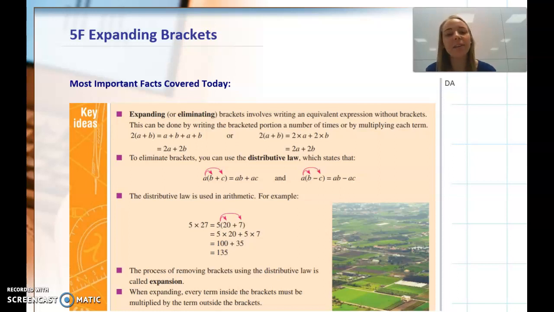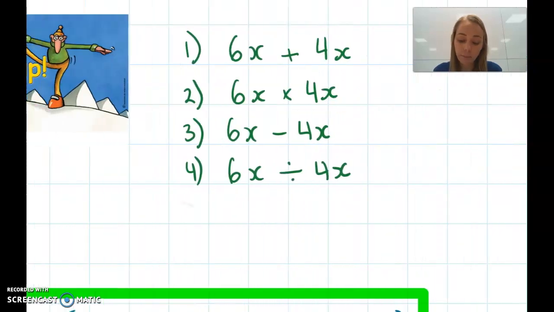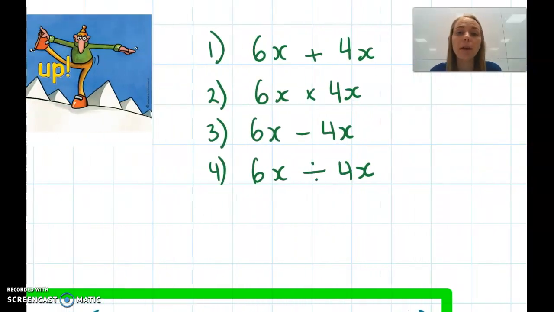Hi Year 7s, this video is about 5F expanding brackets, which is an amazing mathematical rule. But before we start that one, you really need to make sure you feel good about the algebra we have done so far. So I'm going to put a warm-up up. What I would suggest that you do is you write these questions down, you pause the video and you try and solve those questions. If you can't solve them, then you need to really make sure and go back to these ideas before you keep going with this topic.